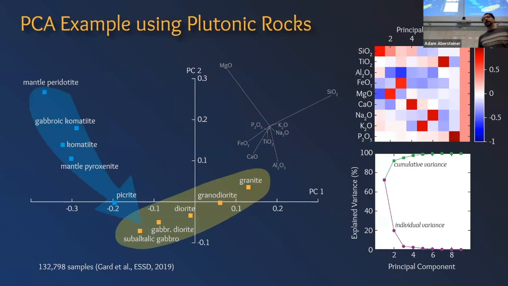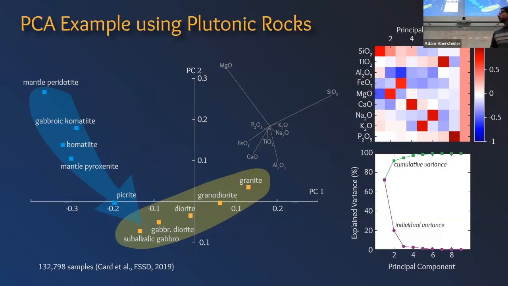So let me give you an example that actually will probably make sense to most of you as geoscientists. What I've done is I've taken a set of plutonic rocks with SiO2 and the full suite of major elements. So I've got nearly 132,800 samples in the data set here. So you can do this with a very large data set then. I take this data set, I run a principal component analysis.